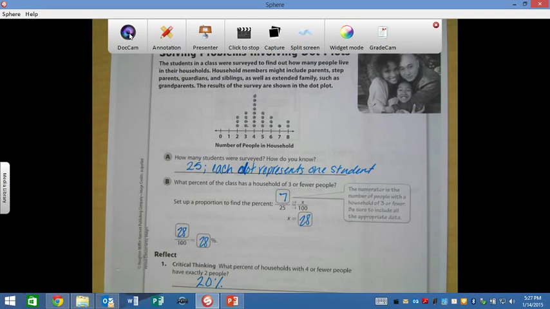So, question A says, how many students were surveyed and how do you know? Well, the way that we know is that each dot represents one student. So, to figure out how many were surveyed, all we have to do is count up the dots. Now, one thing that I find helpful when I'm doing these is after I count a row, I go ahead and put down how many is in that row.